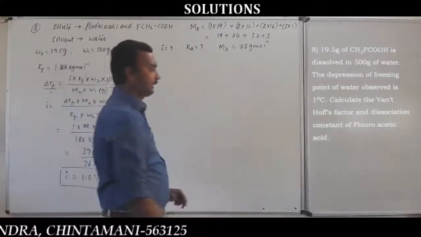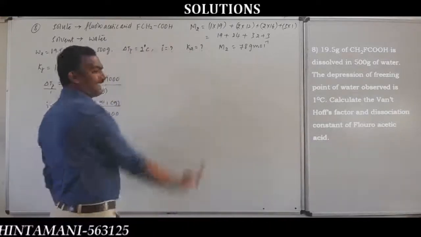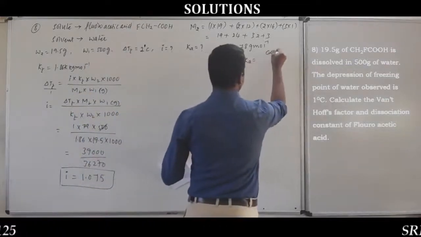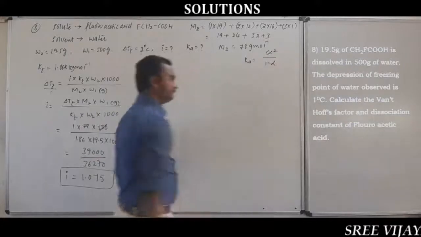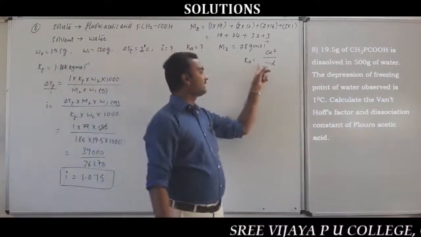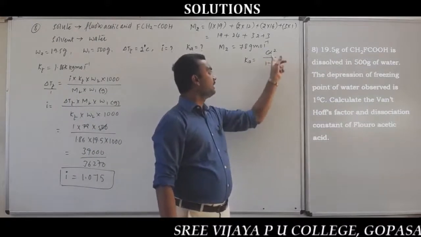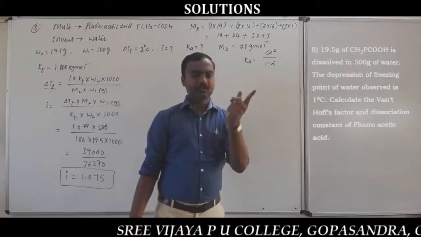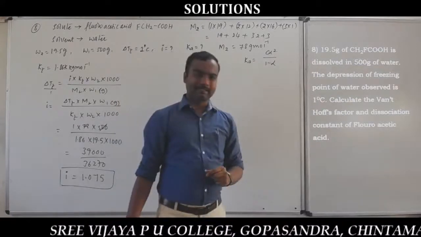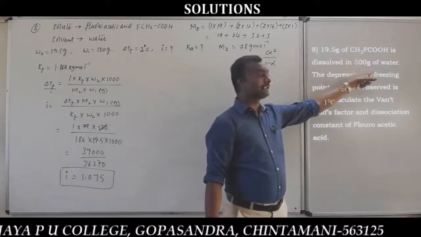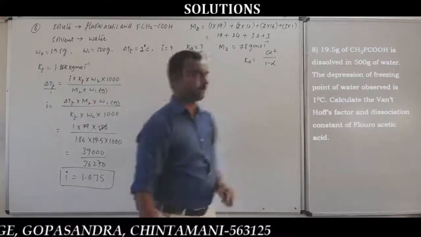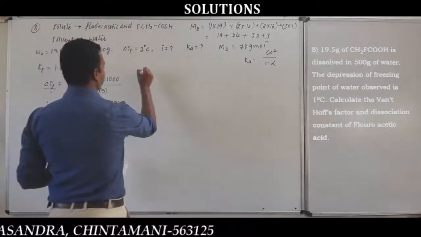Once you know the van't Hoff factor, now what do you have to calculate? Ka. Ka is equal to C alpha square divided by 1 minus alpha, according to ionic equilibrium. What is alpha here? Degree of dissociation or association? Here fluoroacetic acid is dissolved in water. Acetic acid and benzoic acid undergo dimerization, but in water it undergoes dissociation.